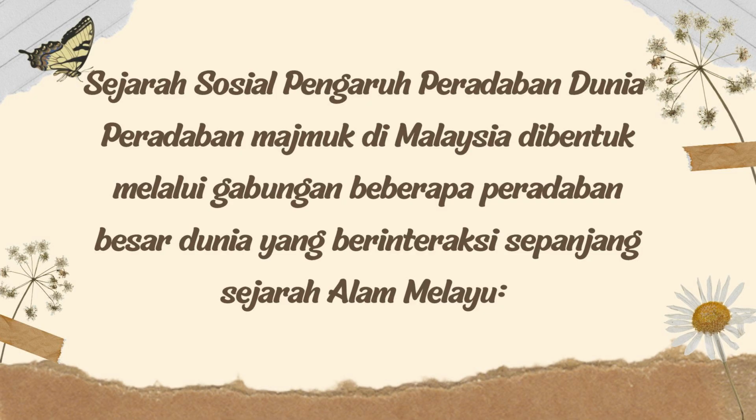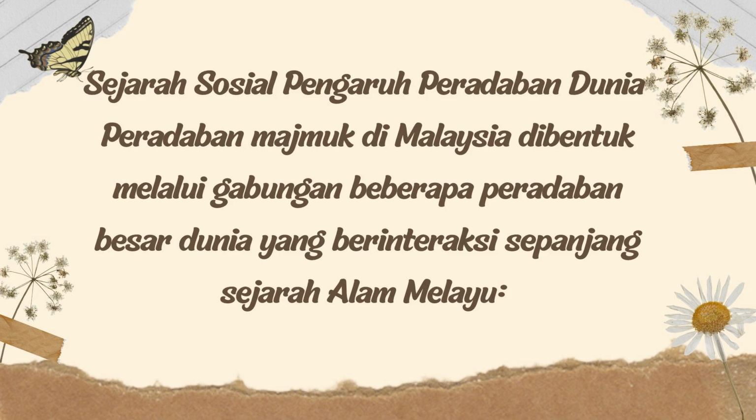Now let's look at the first part of this topic, the social history of the influence of world civilization, sejarah sosial pengaruh peradaban dunia. Peradaban majmuk di Malaysia dibentuk melalui gabungan beberapa peradaban besar dunia yang berinteraksi sepanjang sejarah alam Melayu. So when we talk about Malaysian civilization today, we need to understand that it was not formed by one civilization alone. Remember that. Instead, Malaysian civilization developed through centuries of interaction between different civilizations in the alam Melayu.